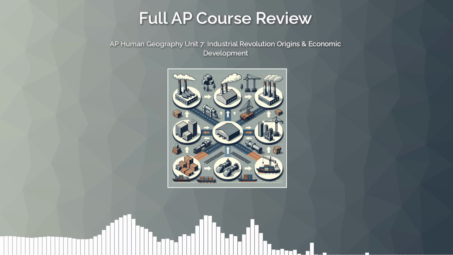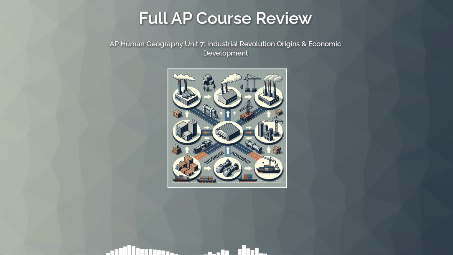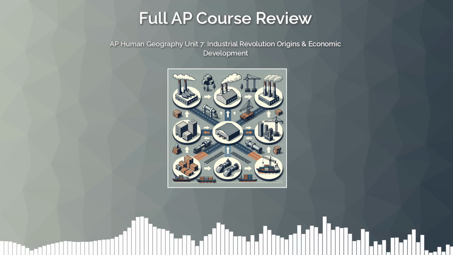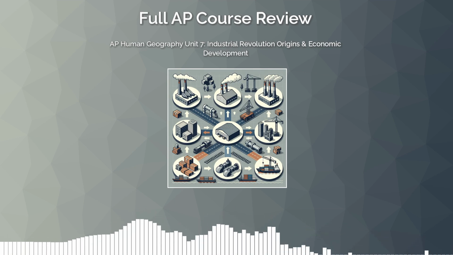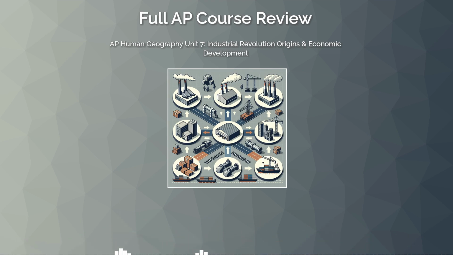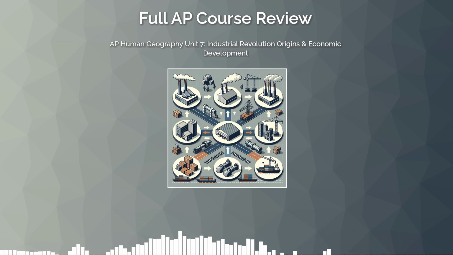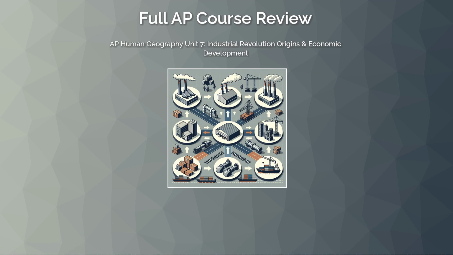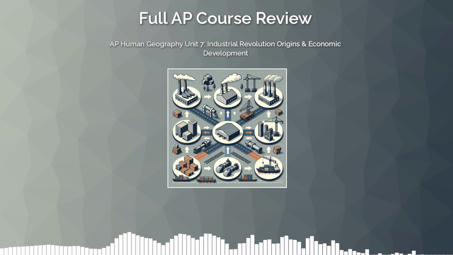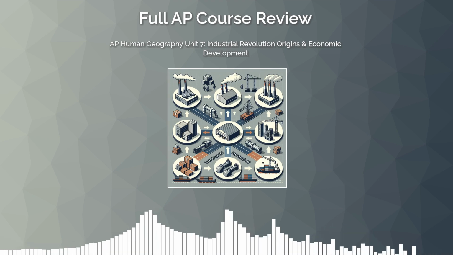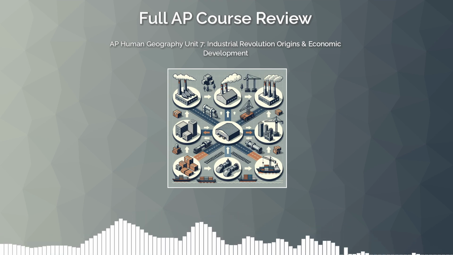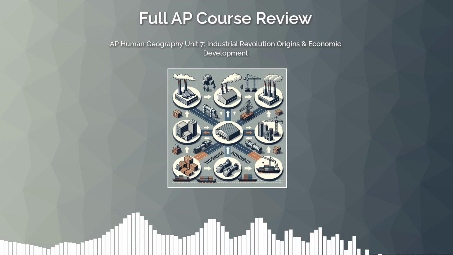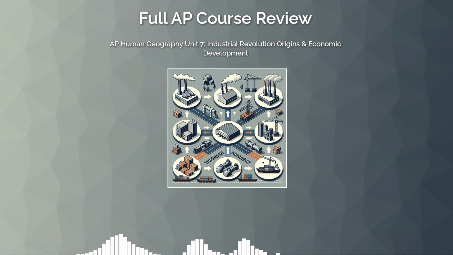Here's the formula you need to know. GDP equals C plus I plus G plus X minus M, where C is consumer spending, I is investment, G is government spending, and X minus M is net exports, exports minus imports. You won't need to calculate this from scratch on the AP exam, but you absolutely need to understand what the components represent and why a trade deficit, when imports exceed exports, reduces GDP.